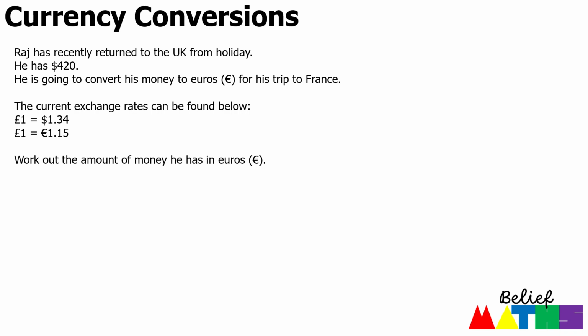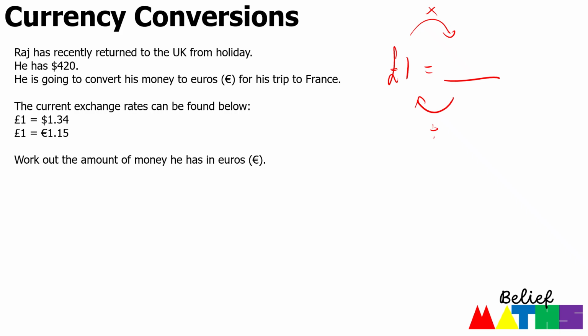Currency conversions is another topic that's usually on a calculator paper simply because they can then use the proper decimals and it takes away the difficulty of doing the calculations. So we've got someone who's got $420 and he's going to convert them into euros. And we have the exchange rate from pounds to dollars and pounds to euros. So the easiest way with an exchange rate, because we're in the UK, it's always going to be £1 is equal to whatever the other currency is. So if you're converting from pounds, you're going to multiply. If you're trying to get back to pounds, you're going to divide.